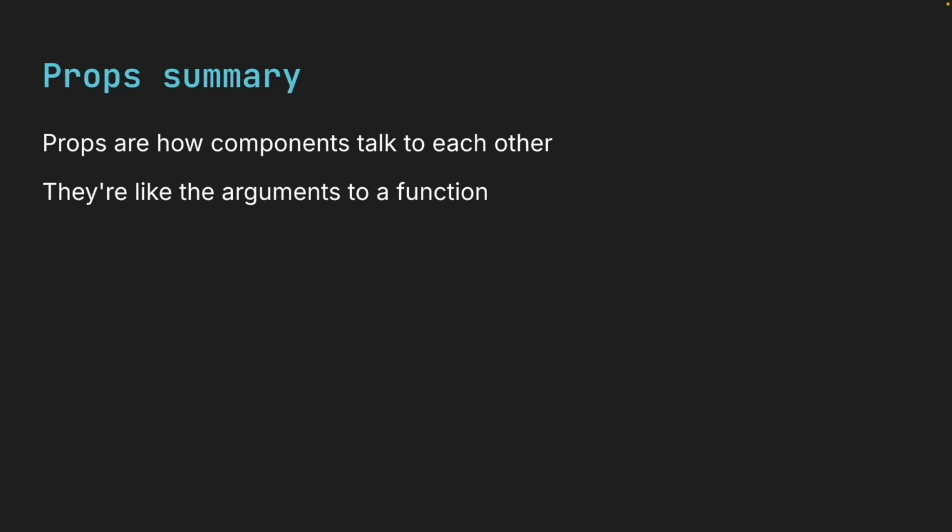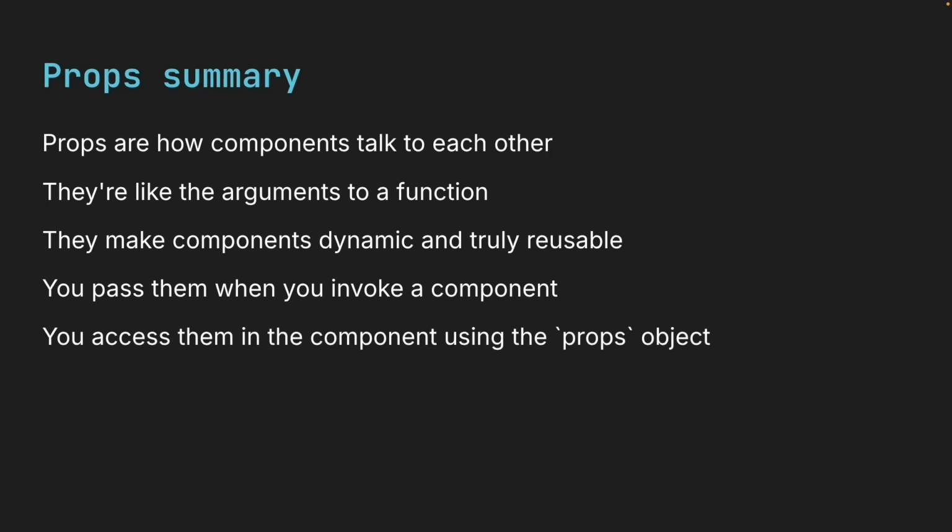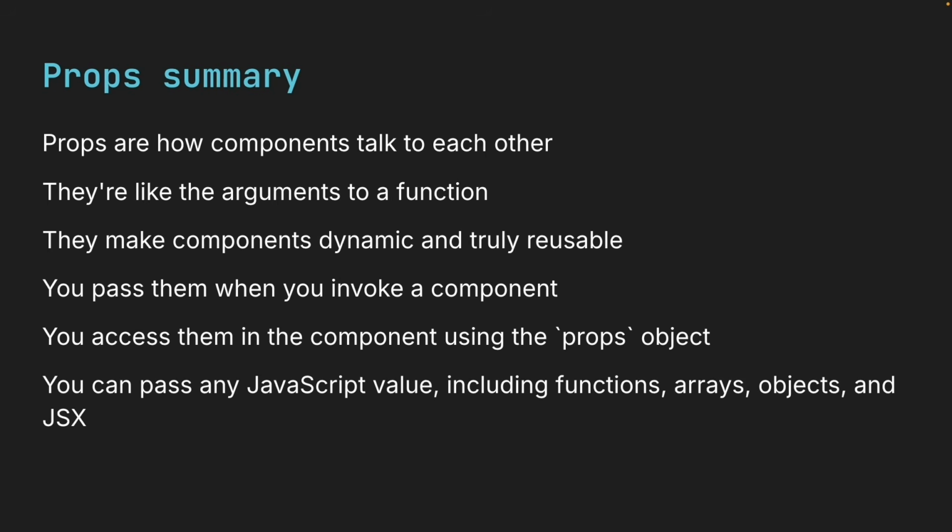That was a lot of information, so let me summarize what we've learned about props. Props are how components talk to each other. They're like the arguments to a function. They make components dynamic and truly reusable. You pass them when you invoke a component. You access them in the component using the props object. You can pass any JavaScript value, including functions, arrays, objects, and JSX. And finally, destructuring is a cleaner way to access props in React components.